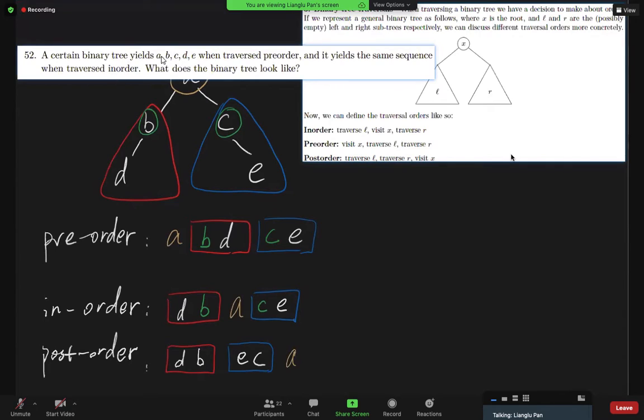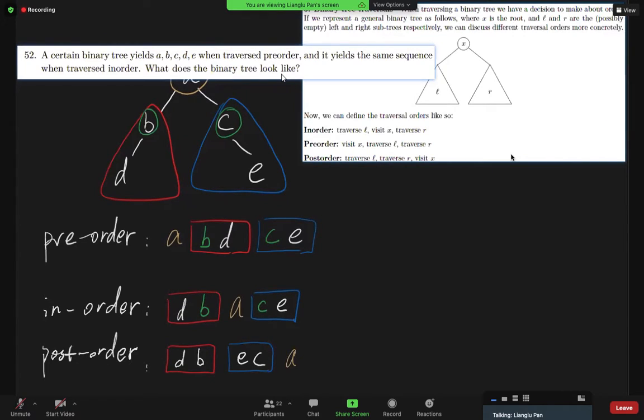tree. It gives us A, B, C, D, E if we traverse it using pre-order traversal. And it also gives us the same sequence if we use in-order traversal. And it simply asks us to construct the tree, to draw the tree.